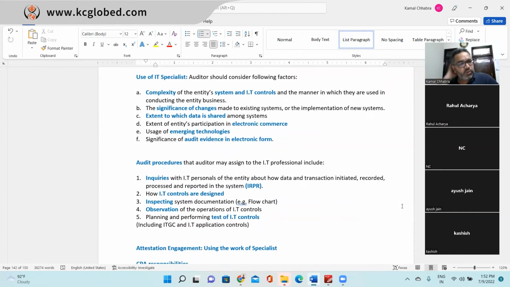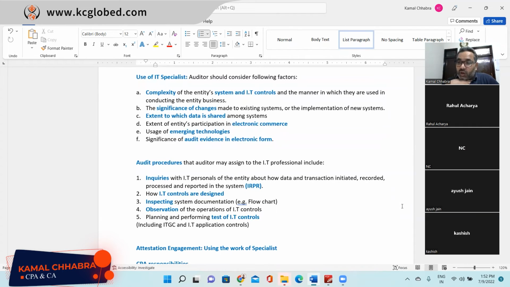Next is use of an IT specialist. The auditor should consider the following factors: complexity of the system and IT controls; significance of change in the IT environment; extent to which data is being shared among systems; extent of the entity's participation in e-commerce; usage of emerging technologies like Bitcoin, NFTs, or SAP, Oracle, or many other technologies; and significance of audit evidence in electronic form. So if you feel all these things exist, it is always good to involve IT specialists along with you.